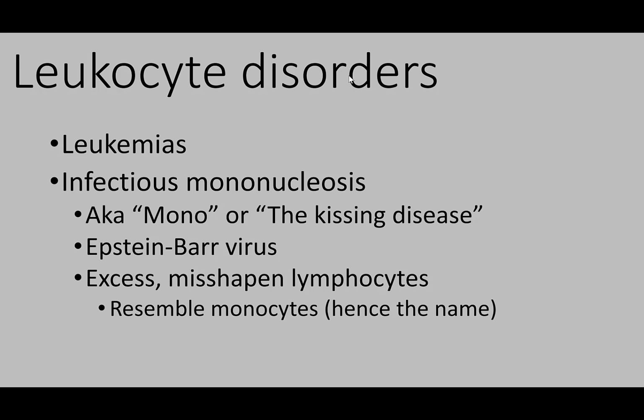Now, things can go wrong with leukocytes just like any other part of our body. There's lots of different disorders. We're going to cover a couple of them. One that most people are familiar with is leukemia. And again, like we keep running into, leukemia is not a disorder. It is a class of disorder. And different leukemias have different symptoms, different results. But leukemia in general is a cancer having to do with white blood cells, leukocytes.